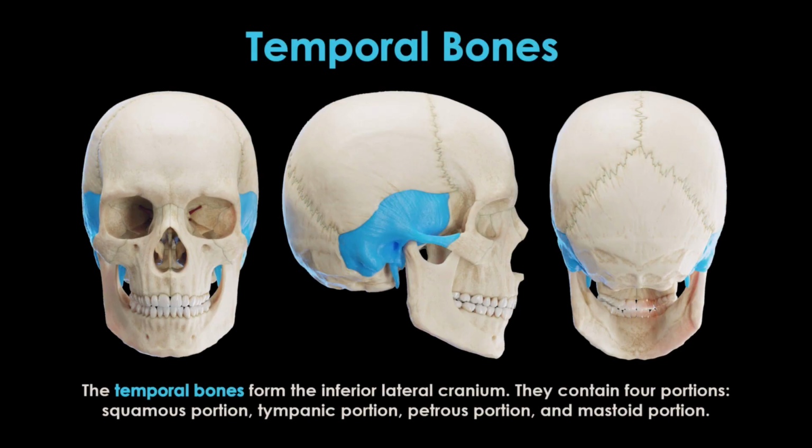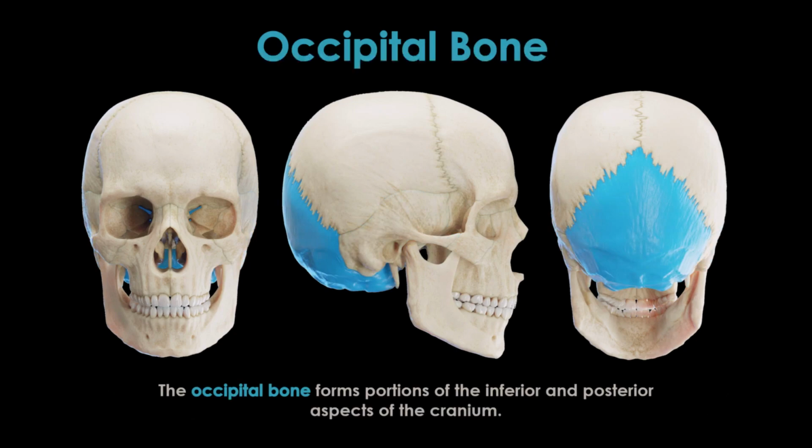The temporal bones form the inferior lateral cranium. They contain 4 portions: the squamous portion, the tympanic portion, the petrous portion, which contains the ossicles, and finally the mastoid portion. The temporal bones articulate posteriorly with a single bone called the occipital bone. The occipital bone forms portions of the inferior and posterior aspects of the cranium. The entire weight of the cranium is transferred to the spine through the occipital bone.